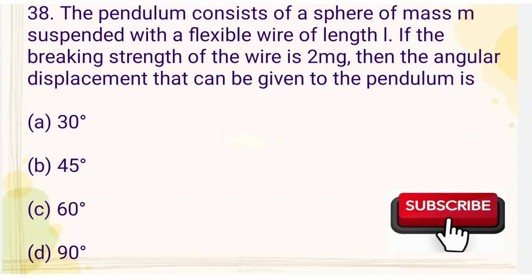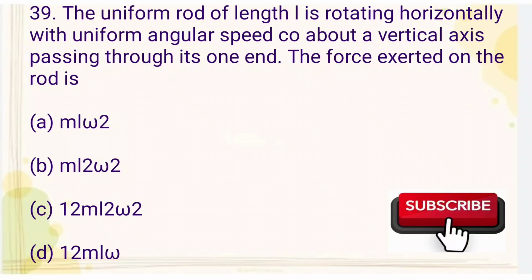A pendulum consists of a sphere of mass m suspended with a flexible wire of length L. If the breaking strength of the wire is 2 mg, then the angular displacement that can be given to the pendulum is 60 degrees.